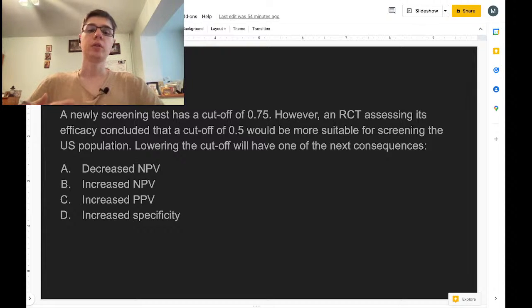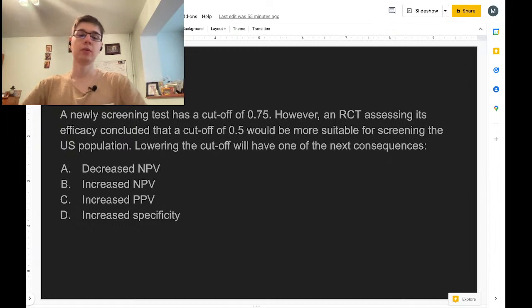There's a new screening test. It has a cutoff of 0.75. However, a randomized control trial assessing its efficacy concluded that a cutoff of 0.5 would be more suitable for screening the US population. Lowering the cutoff will have one of the next consequences: decreased negative predictive value, increased negative predictive value, increased positive predictive value, and increased specificity. Please let me know your answer in the chat box.